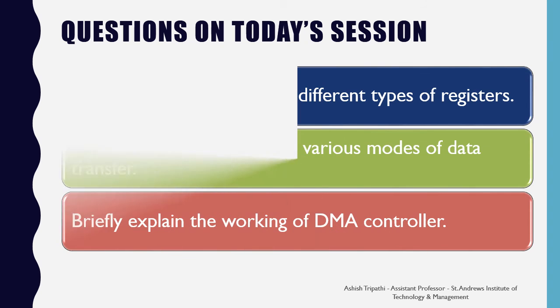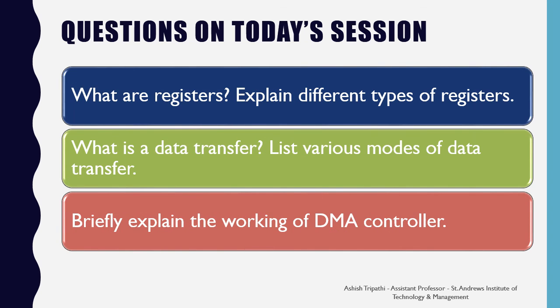This brings us to the end of today's video. Hope you have learned about the DMA transfer and various modes of transfer. Here are some questions based on today's session: what are registers, and explain different types of registers like the program counter register, IR register, MDR register, etc. You can also write down the data transfer and various modes of data transfer. You can briefly explain the working of the DMA controller as in the exchange of data.